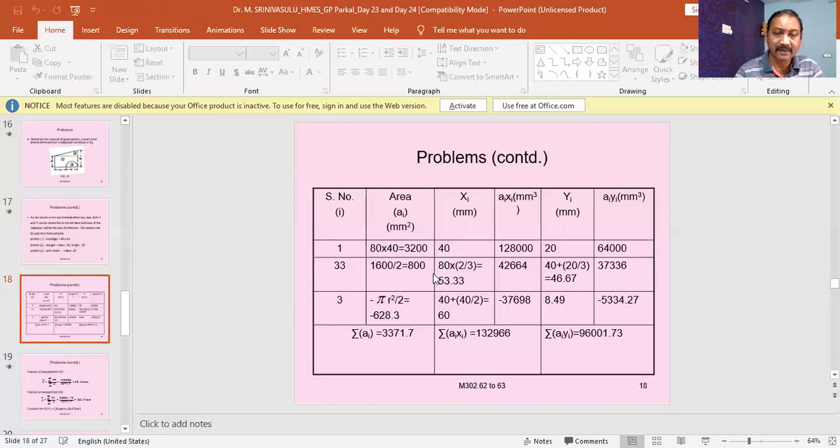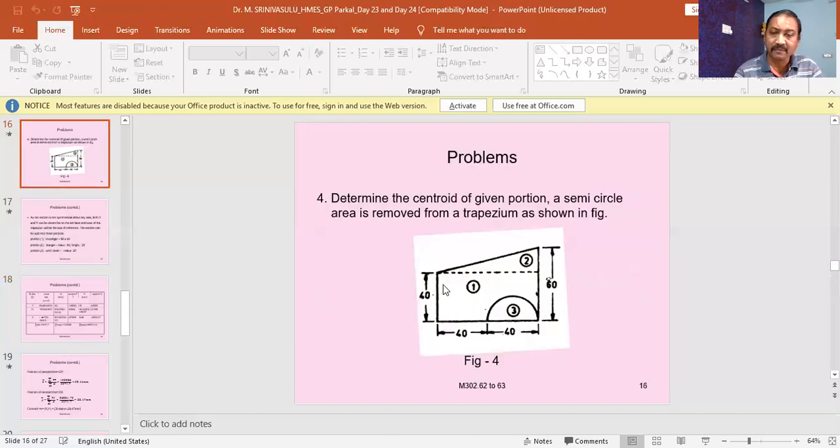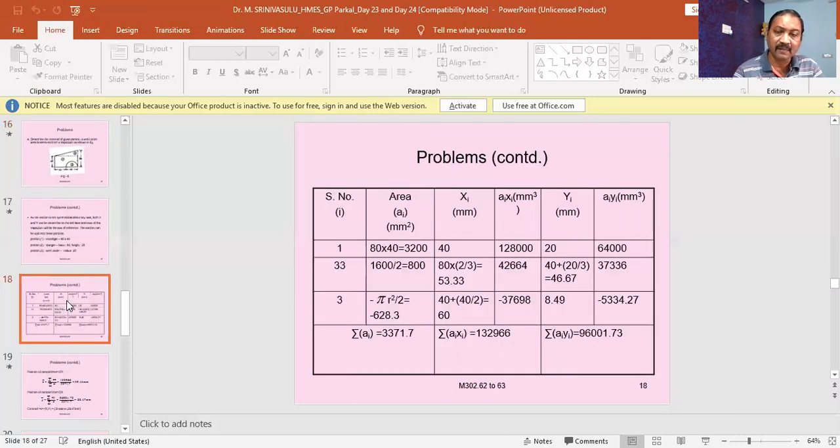Now coming to the x2, for the triangle, the x means from here. From this end, it is acting at a distance of 2 by 3 into base, that is 2 by 3 into 80. So 2 by 3 into 80 is becoming 53.33 millimeters. Now this term A2 into X2 is becoming 42,664.